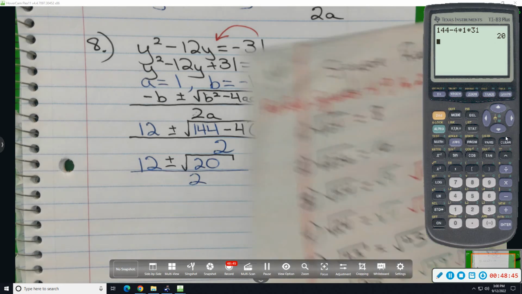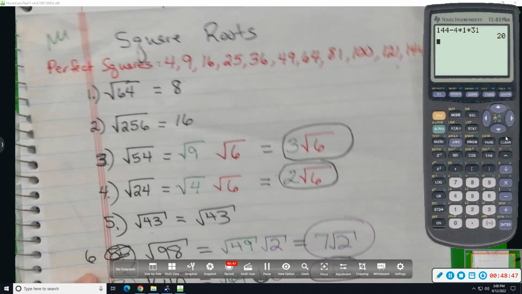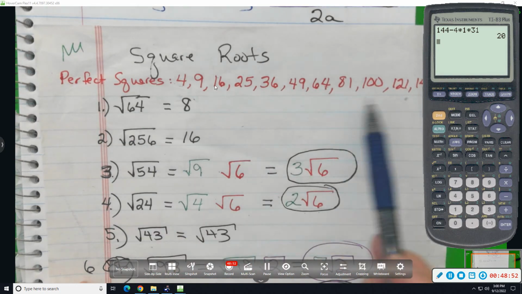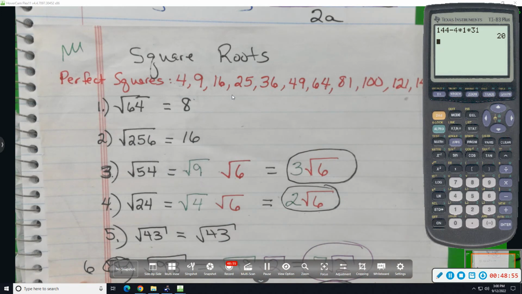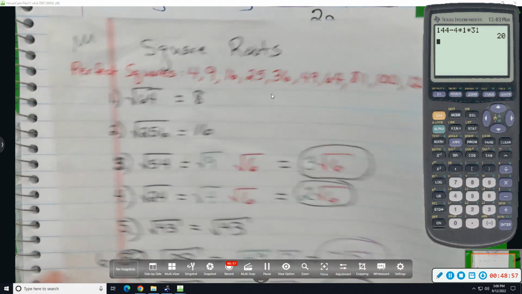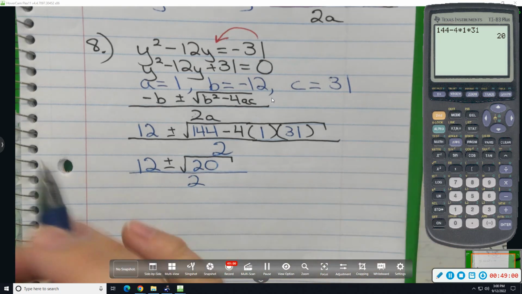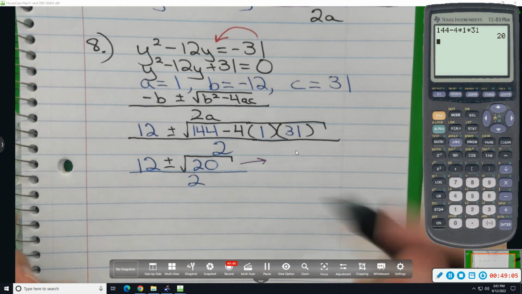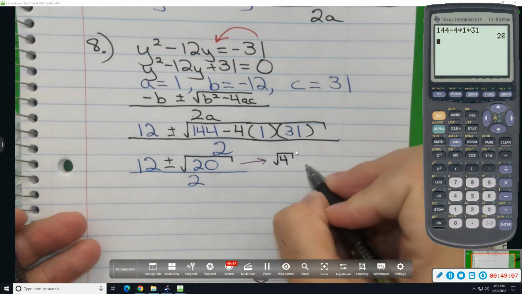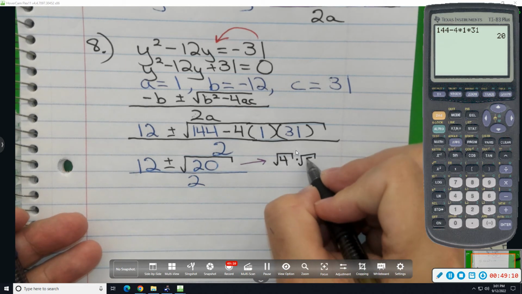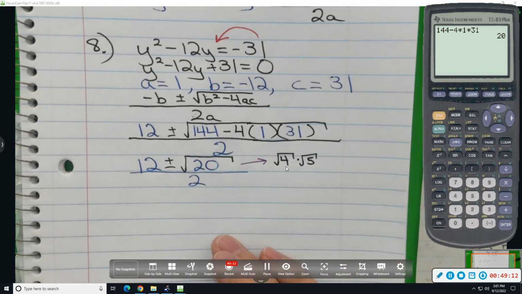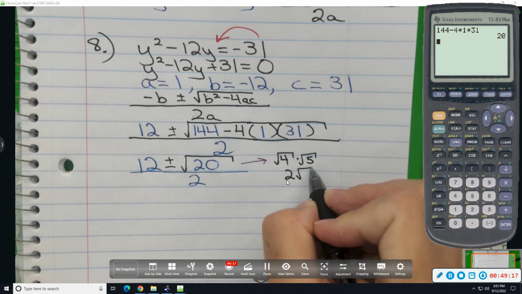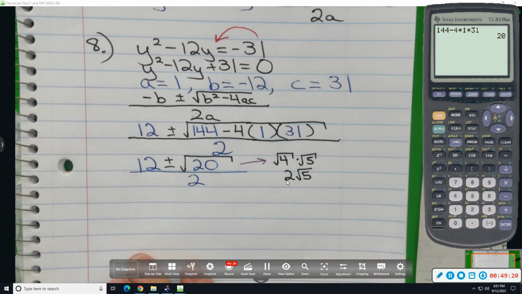Something we were doing 2 weeks ago, simplifying things like the square root of 20. What's the largest perfect square that divides evenly into 20? 4, I agree. So for the square root of 20, you're thinking that's the square root of 4 times the square root of 5. Replace the square root of 4 with 2, and the square root of 5 just stays as is.